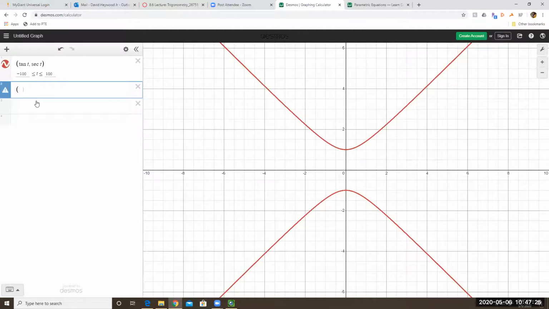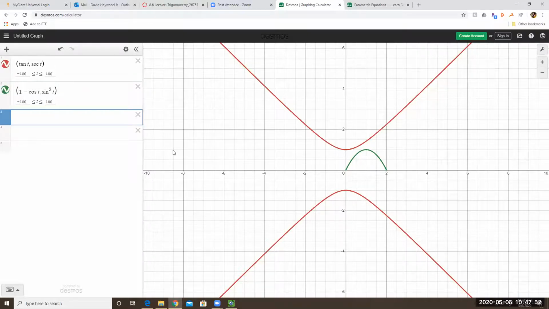We'll do part B, it was 1 minus cosine t, comma, sine squared t. That's that one. And you have to adjust the limits here. Again, I'm going to say negative 100 to positive 100. And yep, a parabola. Okay, it's not a full parabola, though. It stops right there and right there.